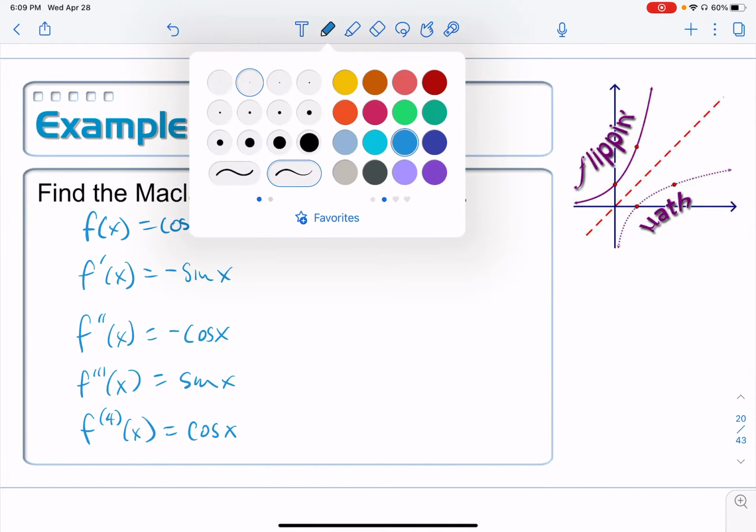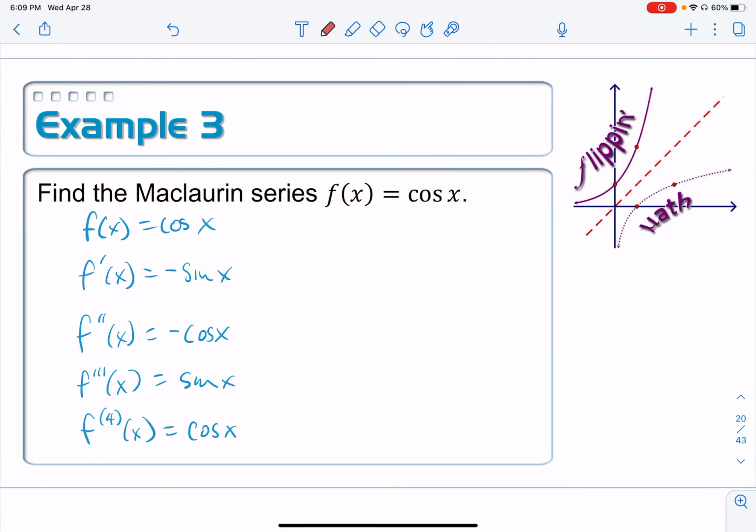You evaluate your function and your derivatives at your center point, and our center point, of course, is 0. It's Maclaurin. So f of 0, what is the cosine of 0? Cosine of 0 starts up in the air, that's 1. And f prime of 0, we got sine, well, sine's going to be 0. This is that negative 0 business. F double prime. Oh, we're back to cosine, but this time it's negative, so that'll be a negative 1.